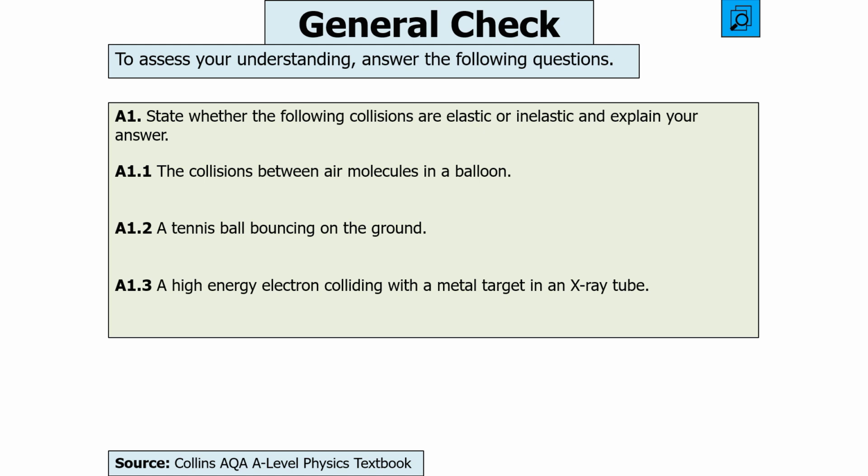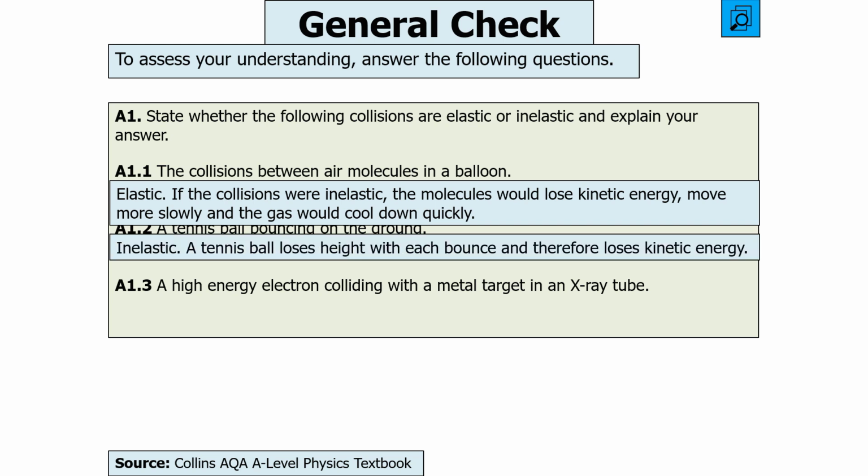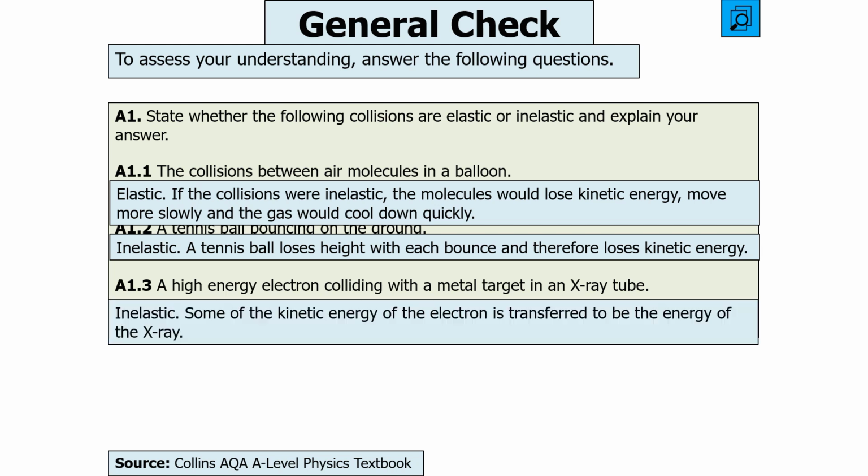The first one is elastic. If the collisions were inelastic, the molecules would lose kinetic energy, move more slowly, and the gas would eventually cool down. The second one is inelastic. A tennis ball loses height with each bounce, so therefore it loses kinetic energy. And the last one is inelastic. Some of the kinetic energy of the electron is transferred to form the energy of the X-ray.